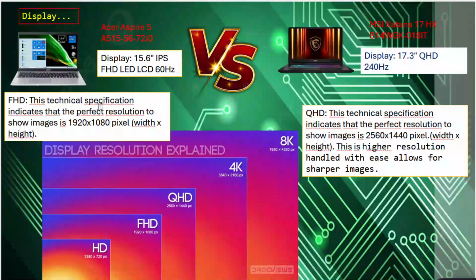FHD. This technical specification indicates that the resolution to show images is 1920 by 1080 pixels. QHD. This technical specification indicates that the resolution to show images is 2560 by 1440 pixels. This is a higher resolution that allows for sharper images.